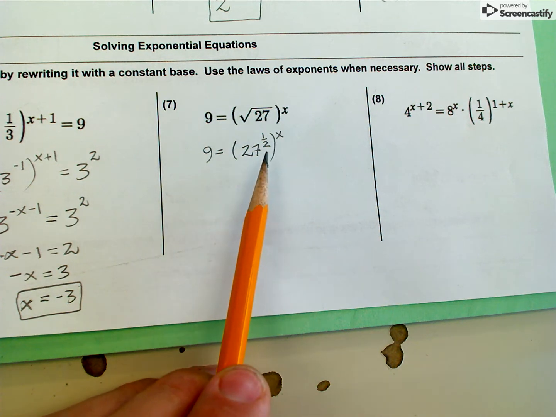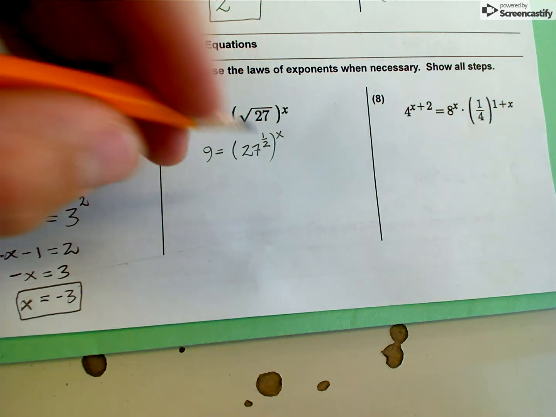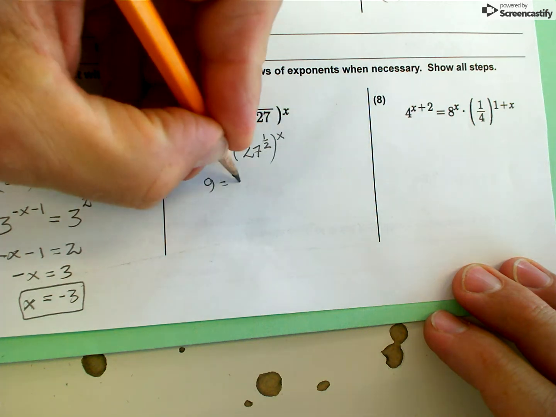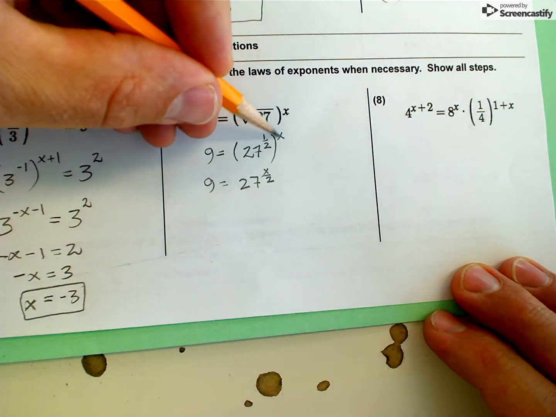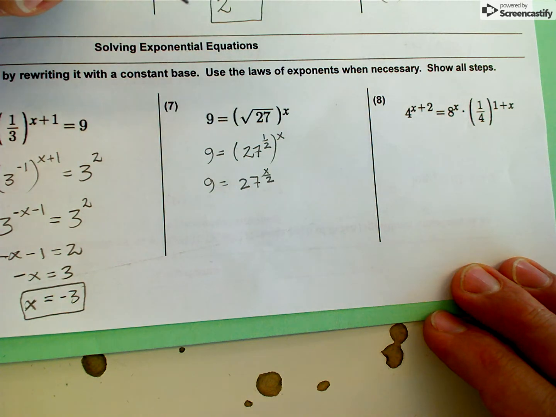So I can continue by using my power rule here, and I know that this should be 27 to the power of x over 2. I just multiply my exponents here.